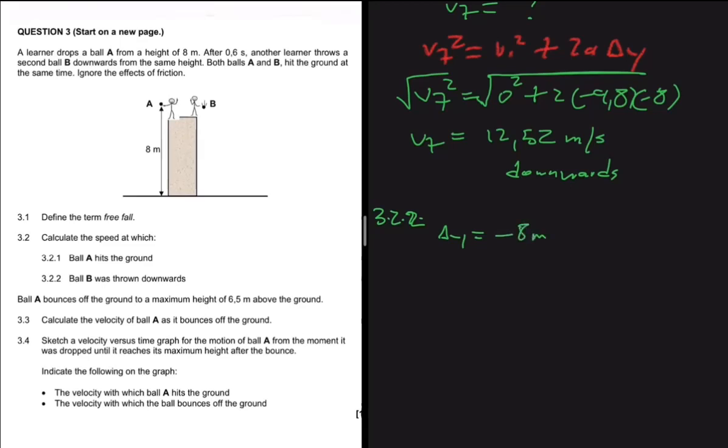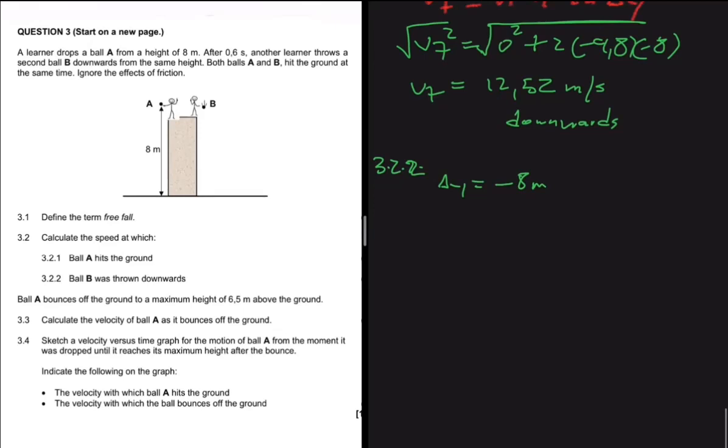And what else do we have? We're told that both balls A and B hit the ground at the same time. So let's put some thought into that and see what is happening, right? Ball A was dropped first, and then after some time, ball B is being thrown, but they hit the ground at the same time. So clearly, ball B must be moving faster than ball A if it's thrown 0.6 seconds later and they hit the ground at the same time.